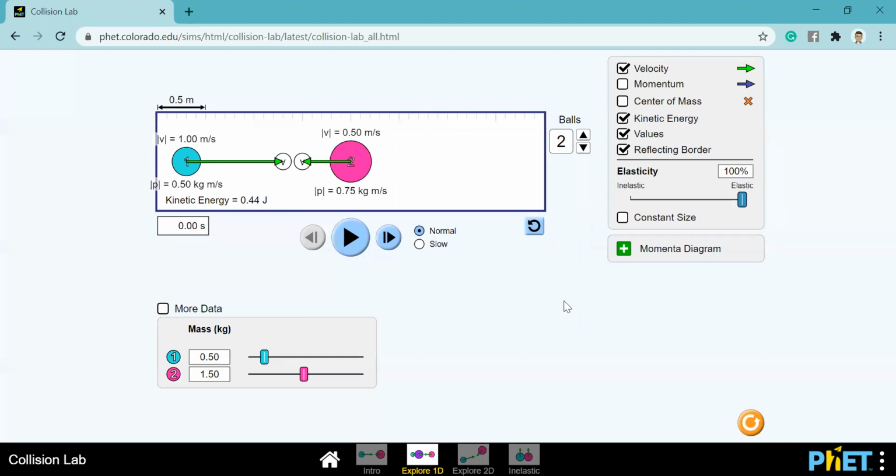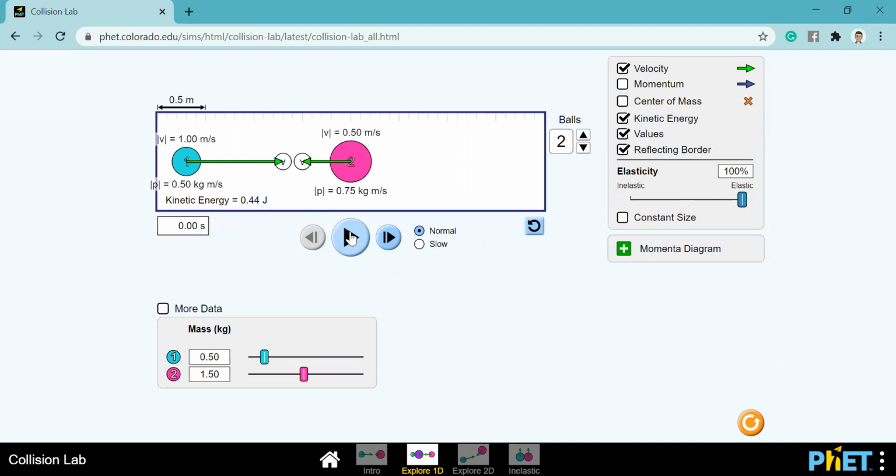So elastic collision is one in which the total kinetic energy of the system after the collision is equal to the total kinetic energy before the collision. Or in simple words, the kinetic energy is being conserved or does not change after the collision. So we will observe here that the kinetic energy initially is 0.44 joules.